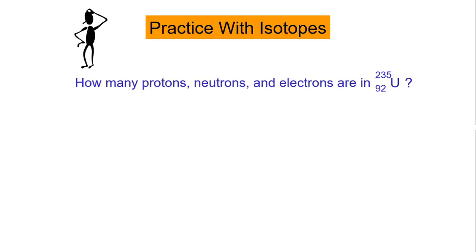So a little practice here. I'm going to give you a few seconds to try this. How many protons, neutrons, and electrons are in this isotope? Again, we could pronounce it uranium-235 or U-235.